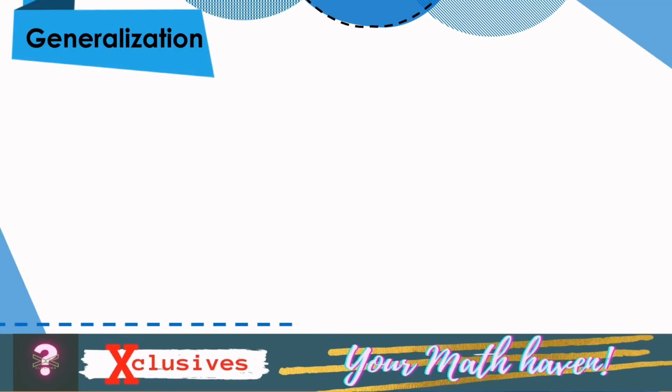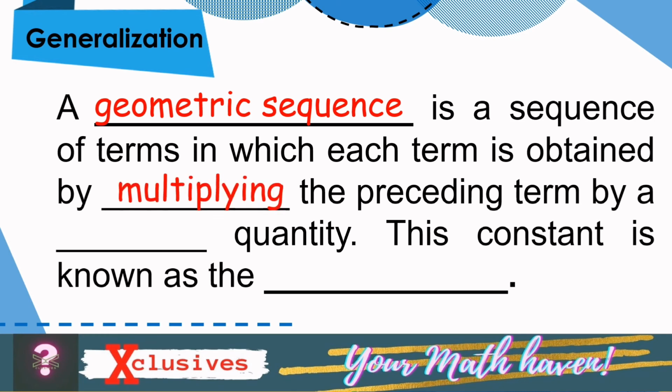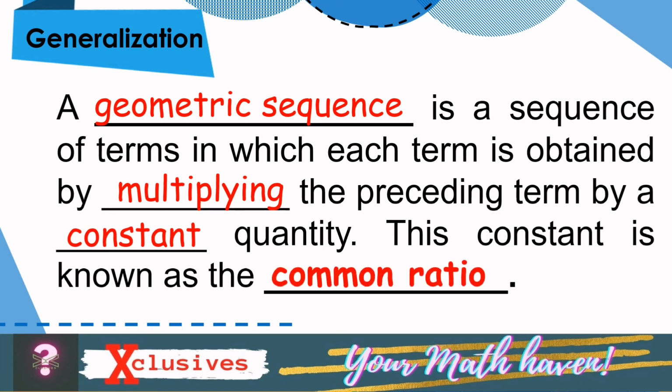So let's do a recap. A geometric sequence is a sequence of terms in which each term is obtained by multiplying the preceding term by a constant quantity. This constant is known as the common ratio.